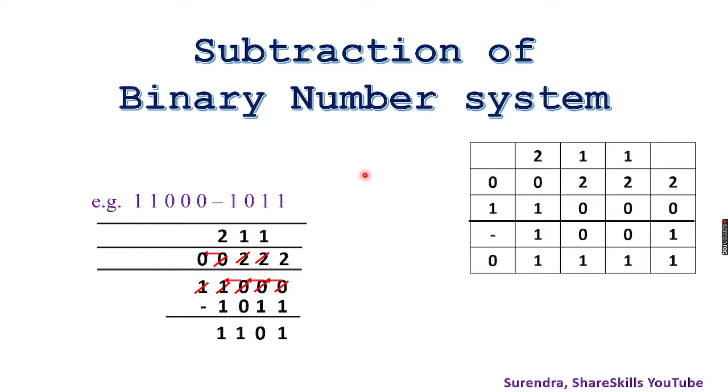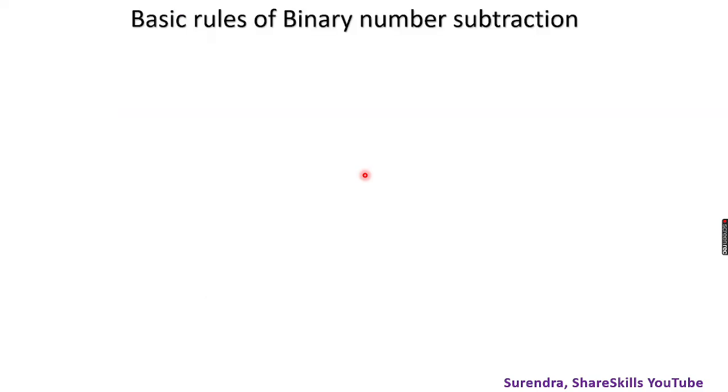In this shortcut way, I'm not using the ones and twos complement methods. For the ones and twos complement methods, you can see my other video. Please go to my channel and you can find some other videos. So here are some basic rules of binary number system subtraction.